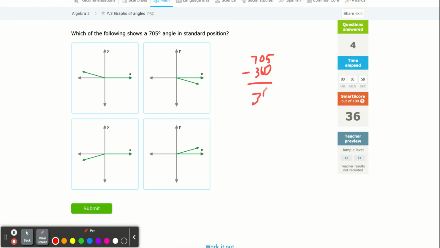So what that tells us is we are going to start at the positive x-axis. We're going to rotate around 360, and then another 345 degrees, which puts us right here at this angle measure here. So when we talk about angles as rotations, we can go a lot bigger than 360.